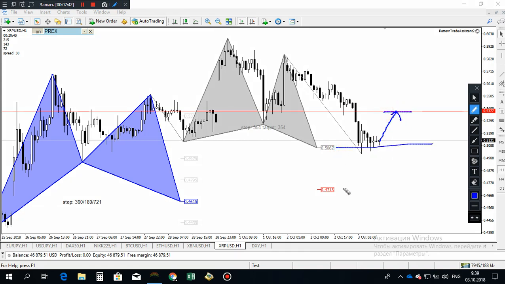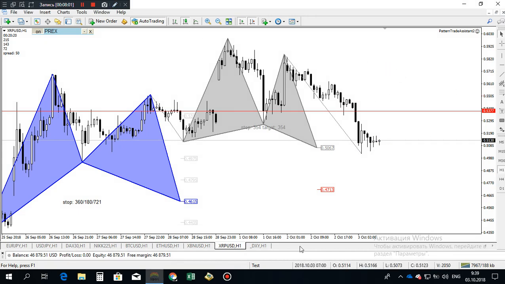Again, we have a 60% probability to move here, 40% probability to move here. Yes, it's not a guarantee that it will go to the upside, but we have a higher probability.